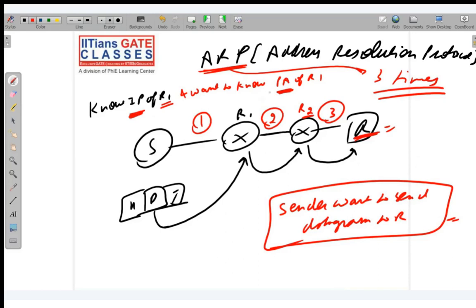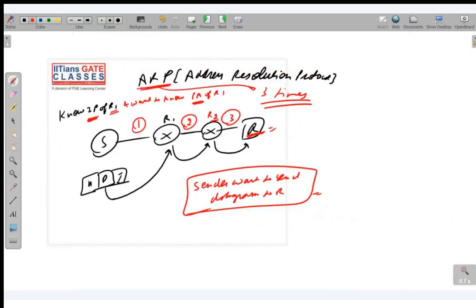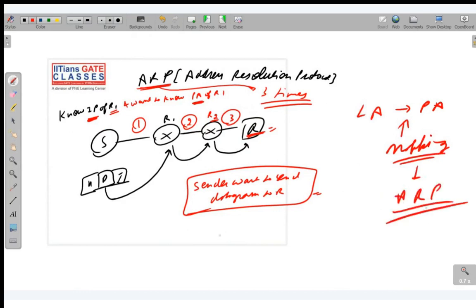So the mapping of IP to physical address is done by ARP. Let me write it. So IP to PA, or LA to PA mapping. LA, the logical address, which is the IP address. So LA to PA mapping. This mapping is done by ARP.